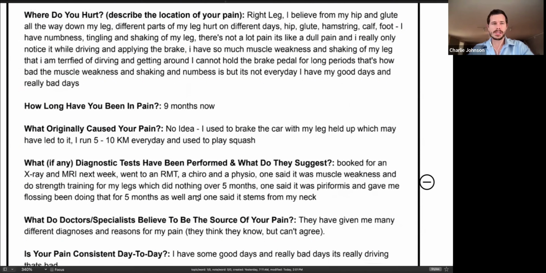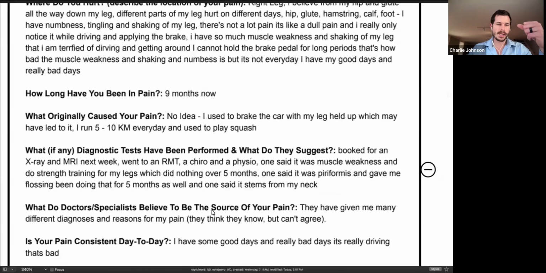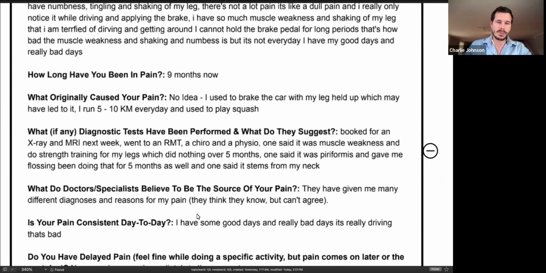One said with muscle weakness, do strength training. Did that for 5 months, nothing. One said piriformis, flossing, done that for 5 months, nothing. One said it stems from the neck. So you can see here in the next question, nobody really knows what's going on.